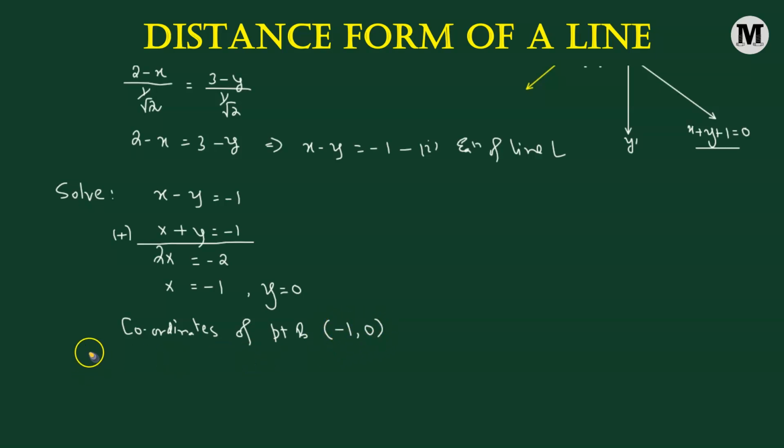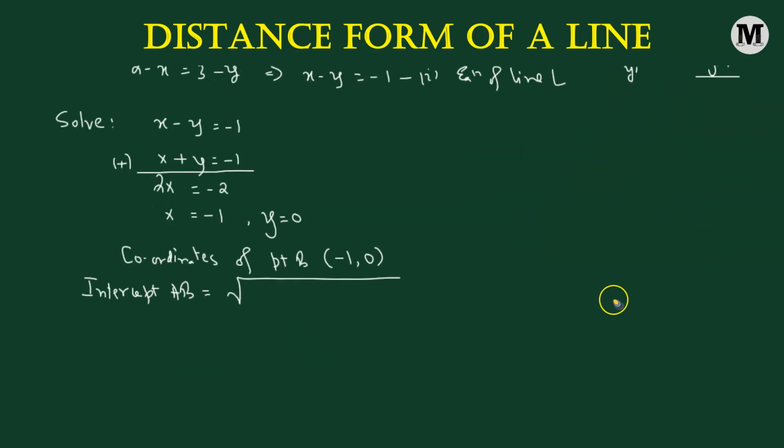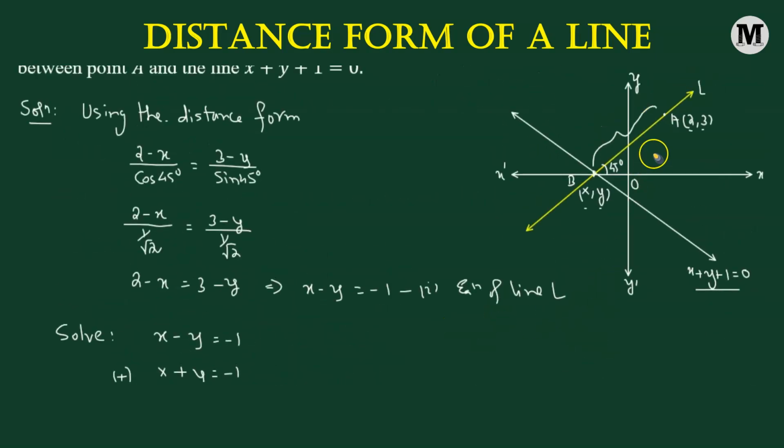Fine. Now, what will be the intercept AB that we needed? We're going to use the distance formula. Here we have the point A with coordinates (2, 3) and B with coordinates (-1, 0). We'll take the difference of the x coordinates: 2 - (-1) is going to be positive 3. We square this value and add it to the difference of the y coordinates squared: 3 - 0 is simply 3, and 3 squared. That is going to give us 3 times square root of 2. That is going to be the intercept AB, the distance between A and B.